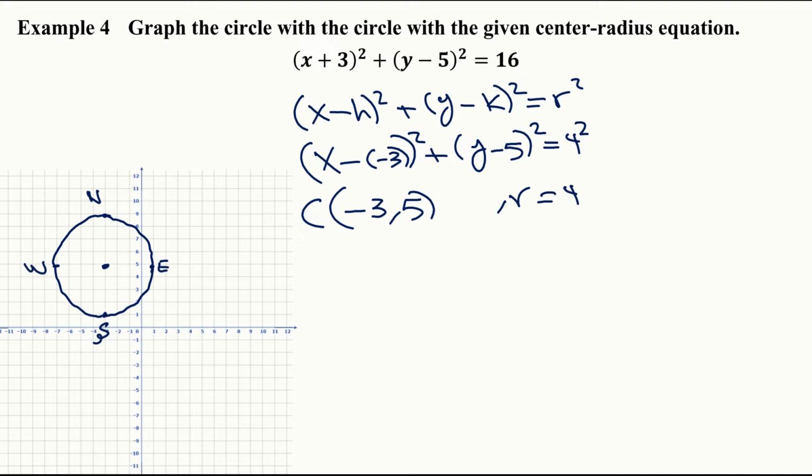Well, it wouldn't be that difficult, right? Because we know where the center is. The center is at negative 3, 5, right? So the east and west points, they're going to have the same y value, right? That's the easy part. We'll start with that.